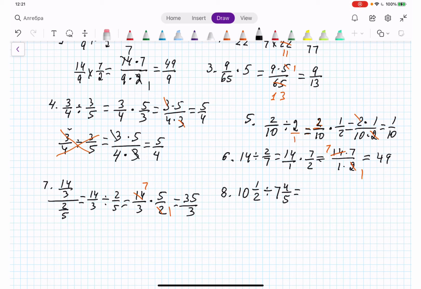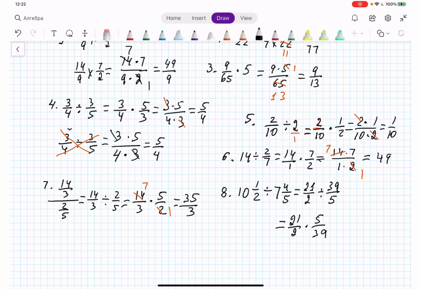So 10 multiplied by the denominator, which is 2, 10 times 2, and then plus 1. So 10 times 2 is 20, plus 1 is 21. And as I said, all changes are happening to the numerator, the denominator always stays the same. Divided by 7 times 5 is 35, 35 plus 4, 39. 39 over 5. Okay, let me rewrite here. It's going to be 21 over 2 times 5 over 39.